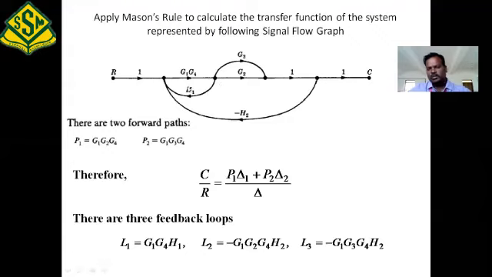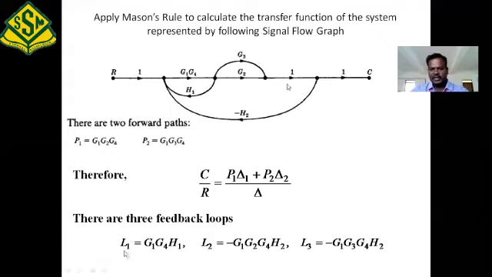Also look at the arrow marks present in the loop: G1, G4, H1. Both arrow marks are in the same direction, right? So we can treat this as an individual loop. Multiply the gains present in the loop: G1, G4 and H1. This is nothing but L1, individual loop 1. So L1 is G1, G4 and H1.